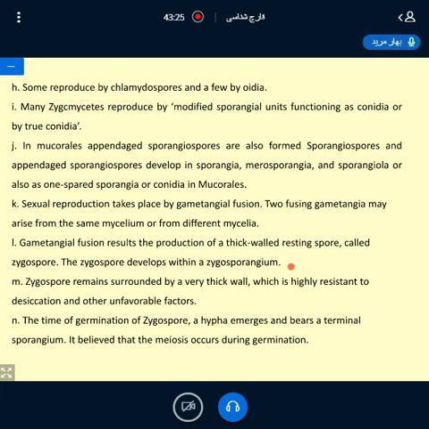Gametangial fusion results in the production of a thick wall resting spore called zygospore. Zygospore develops within a zygosporangium. Zygospore remains surrounded by a very thick wall, which is highly resistant to unfavorable factors. At the time of germination of zygospore, a hypha emerges and bears a terminal sporangium. It's believed that meiosis occurs during germination.